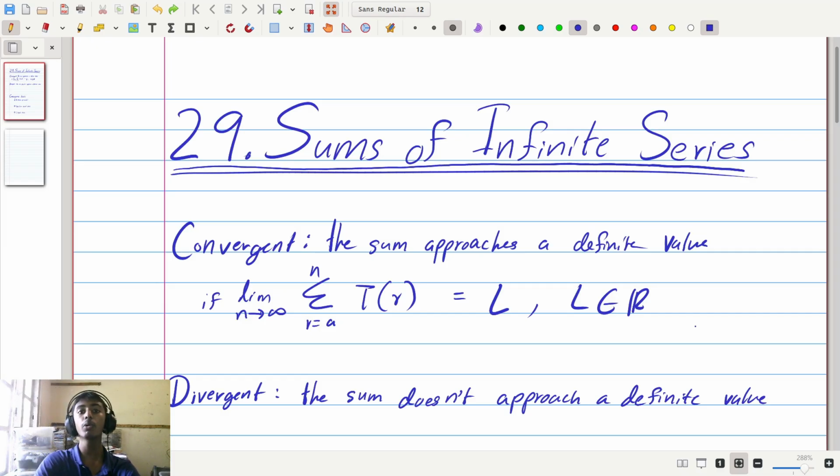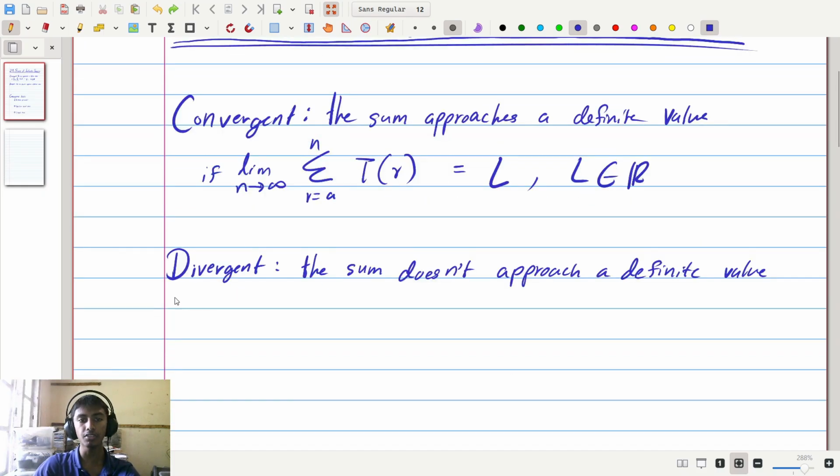Similarly, this also rules out the case where we don't have a specific value, or the value could be oscillating between multiple different values, since in that case the limit would not exist. There would not be a single value that we could put on the right side of this equation to satisfy it. Therefore, all other cases are called divergent. As in, the sum doesn't approach a definite value. No matter what other value it may approach, it is going to be called divergent.